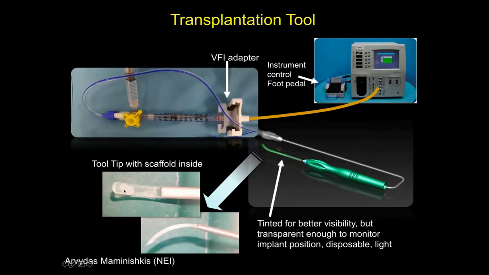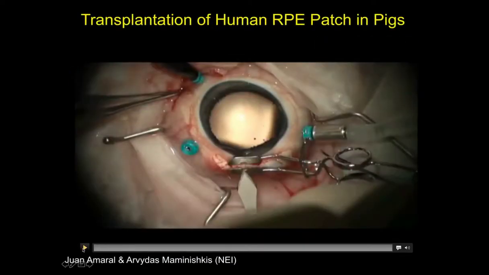It takes the scaffold, the patch, only in one orientation. It's made such that the surgeon can see the patch while he's delivering it to the back of the eye, and it's controlled by a foot paddle. So the next slide shows you a video of the surgery.